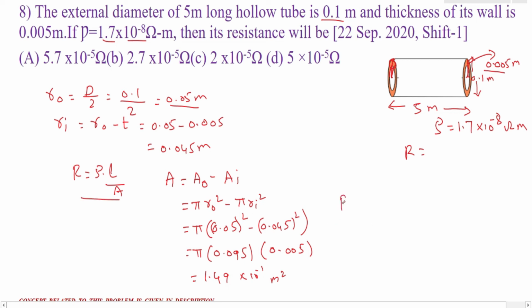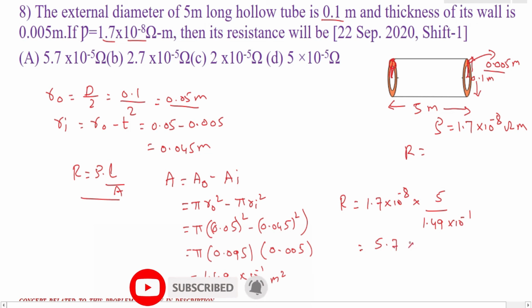R is equal to rho, which is nothing but specific resistance. Its value is 1.7 into 10 power minus 8 into length of the hollow tube, which is 5, by area of cross section of the tube, which is nothing but area of the colored part, that is 1.49 into 10 power minus 1. Now if I solve this, I'll get the value of resistance as 5.7 into 10 power minus 5 ohm. Okay, this is our 8th sum.